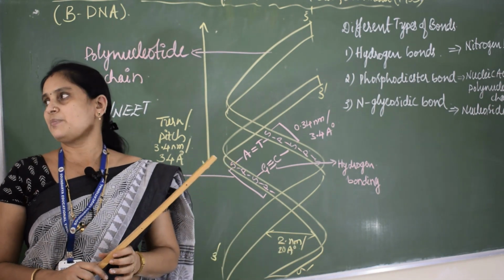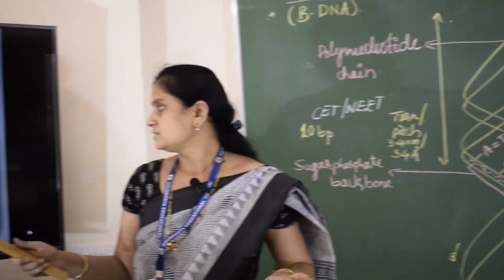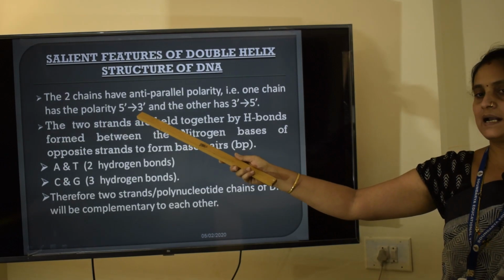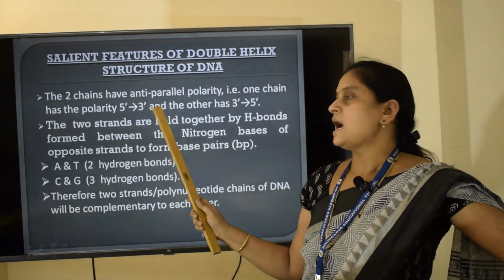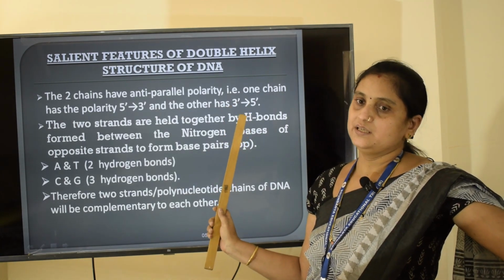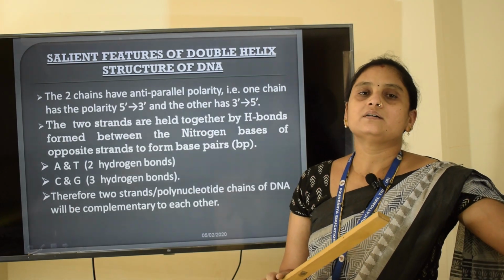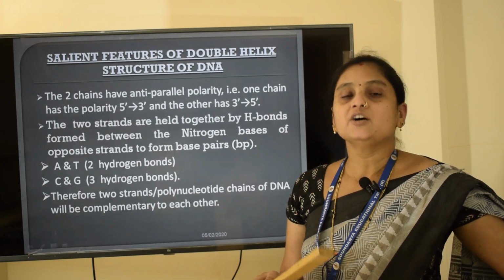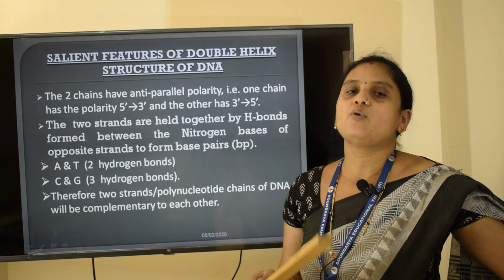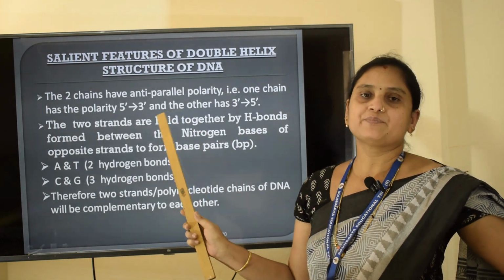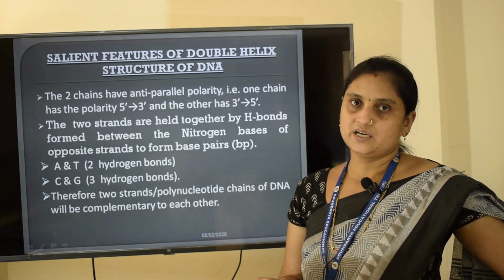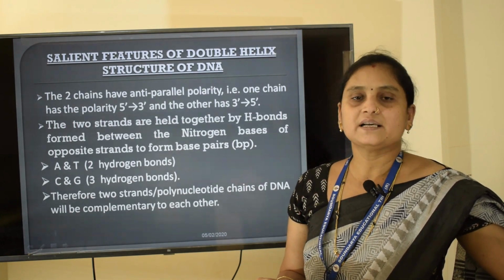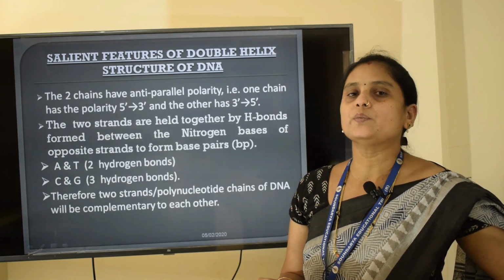What is the meaning of anti-parallel? Anti-parallel means the two strands run in opposite directions. That means one strand has the 5' to 3' direction and the other has the 3' to 5' direction. This 5' and 3' is given based on the type of carbon atom of the pentose sugar found at the free end of the polynucleotide strand. So 5' means the fifth carbon atom of the pentose sugar where the phosphate is linked. 3' means the third carbon atom of the pentose sugar, that is deoxyribose sugar, where the hydroxyl group is found.